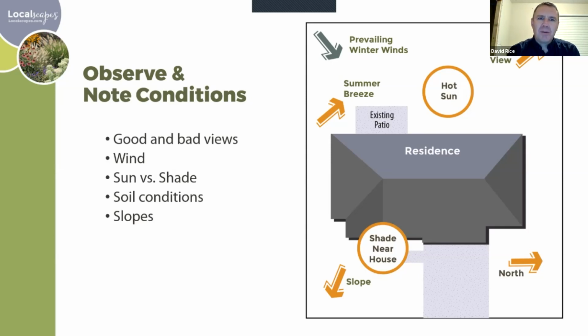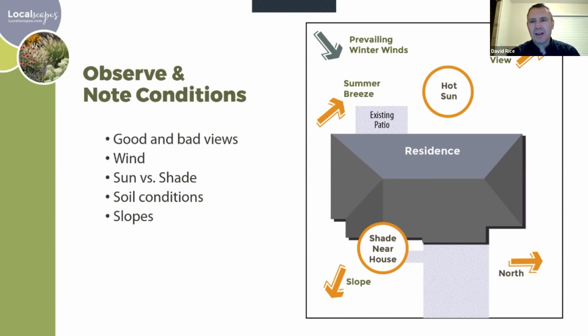So moving on. In the process of creating this base map, you're observing and noting conditions as well. So you've got your base measurements, it's all to scale. Now you can do this simultaneously. As you're measuring, you can make notes, or you just measure, you draw it all out, and then you need to note where the good views are, bad views, where prevailing winds come from.